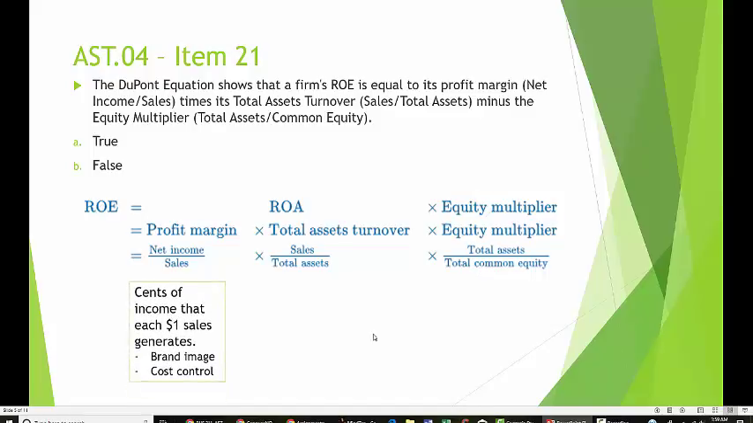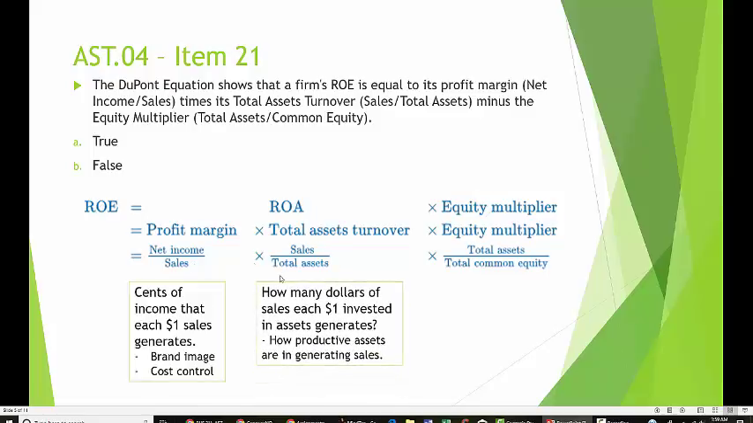So the return on equity is based on the cents in income that each $1 of sales generates. And to generate income, you have to have higher sales, which come about because you have a brand image that is strong. For example, Nike's brand image for shoes is stronger than Skechers. And secondly, the business would have to control costs, less expenses. So higher sales and smaller expenses would give higher net income and thereby increase the profit margin.